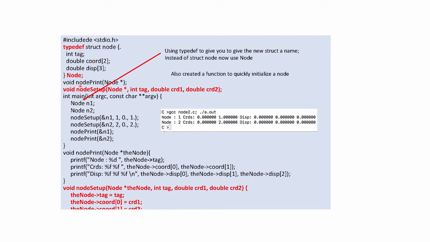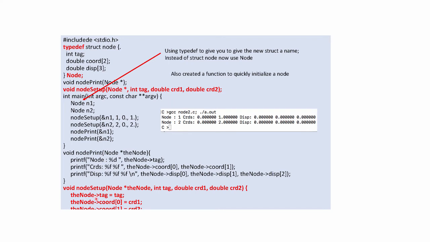We have these functions, node print and node setup, which are defined later further down in the file. And then the first thing we do is we create 2 nodes. We set up the nodes. This is just going to set the coordinates. So for node setup, we have to provide the node whose coordinates we're going to play with. Node print, again, we're just providing the node, so we're passing the address of the node into the function so that the function can go play with the node.